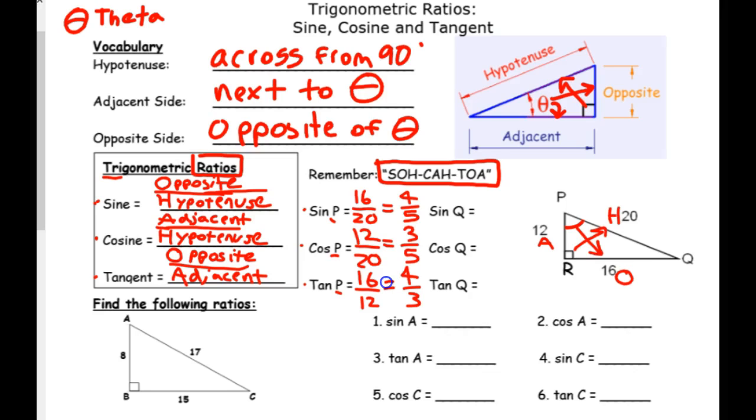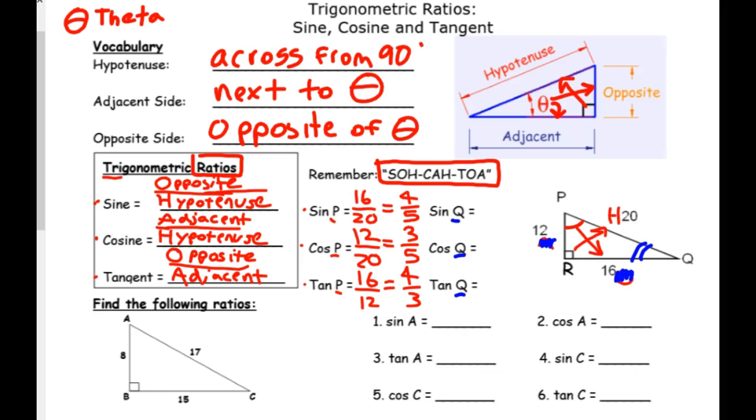Just making fractions. Here's a little curveball. What's different about these three over here? The angle has changed to Q. Now I'm doing this in blue. So now I'm starting over here at Q. That means O, H, and A are going to change. Well, H doesn't change. By the way, H is always across from 90, right? But I want you to cross out A and cross out O.